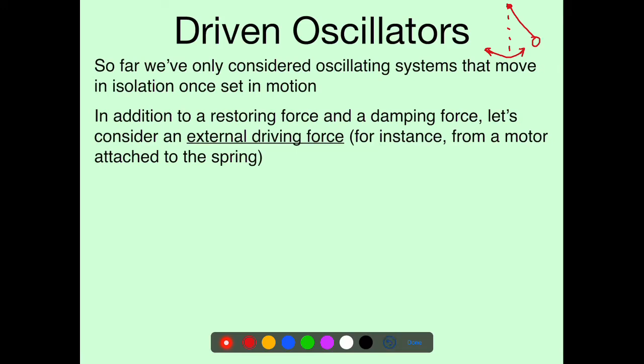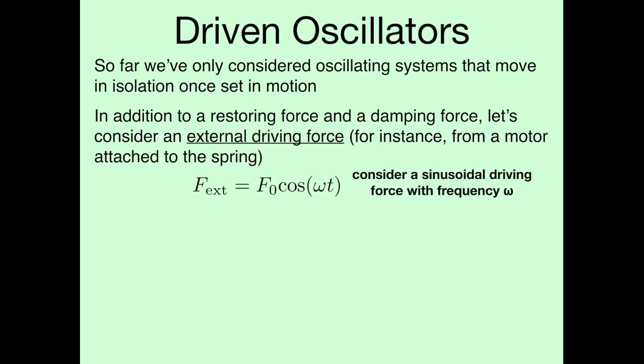So that's the sort of situation we want to consider now. In addition to the restoring force, which is given by Hooke's law, and the damping force, we're also going to consider some kind of external driving force, some outside force acting on the system. Another example of what this could look like is if we have a mass connected to a spring. If there's a motor that's pushing the spring back and forth, that would be an example of an external driving force. So let's consider an external driving force, F external, which has this form.